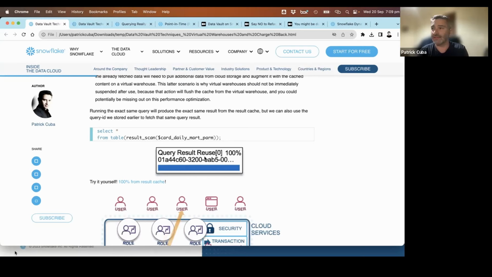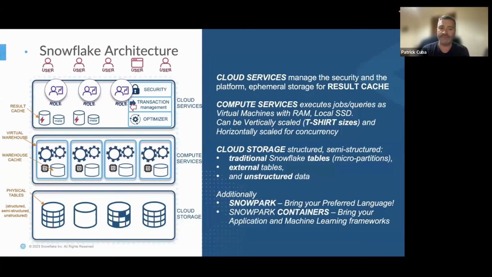The last point about this is, of course, because this is in the cloud, even though it's in one deployment or one VPC, there is still network traffic between these components, right? And understanding that also helps in how to design your queries and how to design your models, which we'll get into as well.